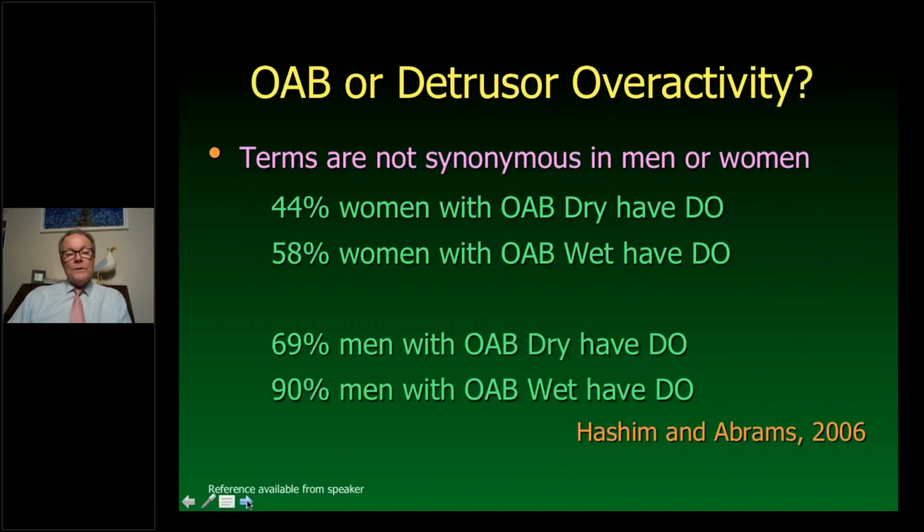And I think it's important to make this differentiation between overactive bladder and detrusor overactivity because the terms are not synonymous. And as you can see in terms of women, less than half of women with overactive bladder dry have detrusor overactivity and around 60% with overactive bladder wet. So I think when we think about managing and investigating our patients with refractory overactive bladder, then of course it's imperative to make an accurate diagnosis.